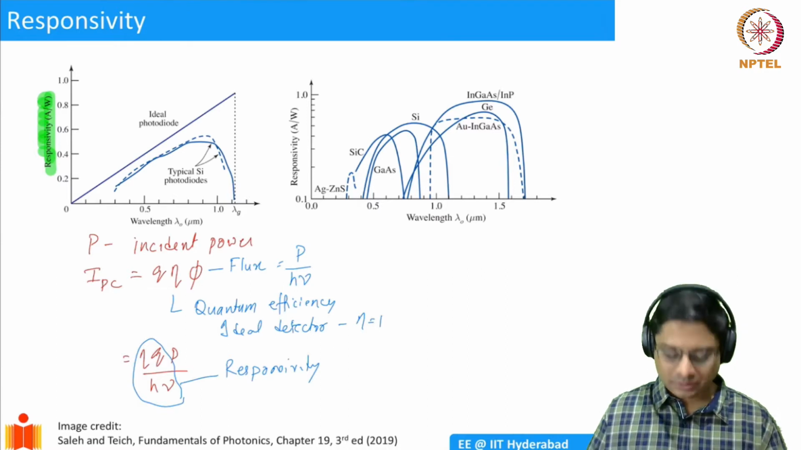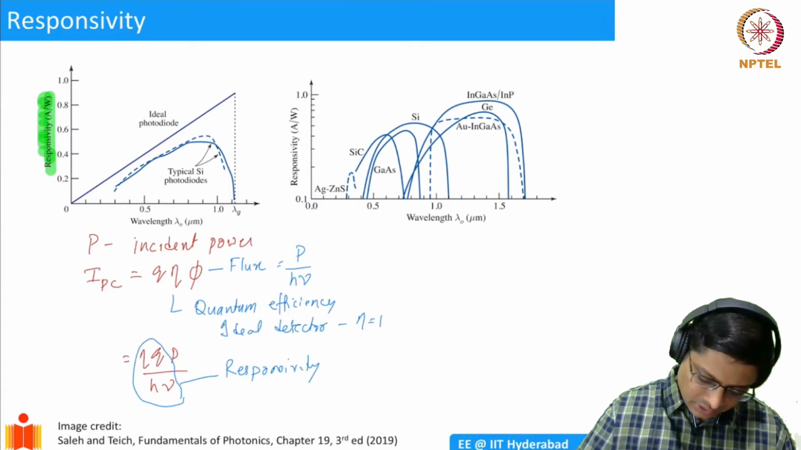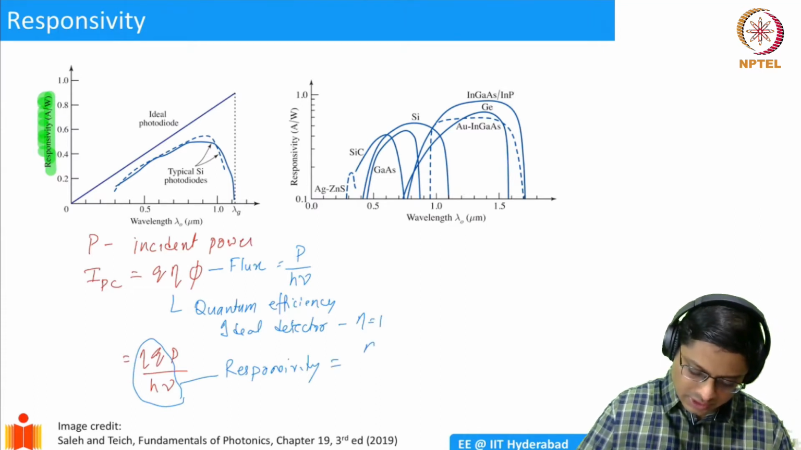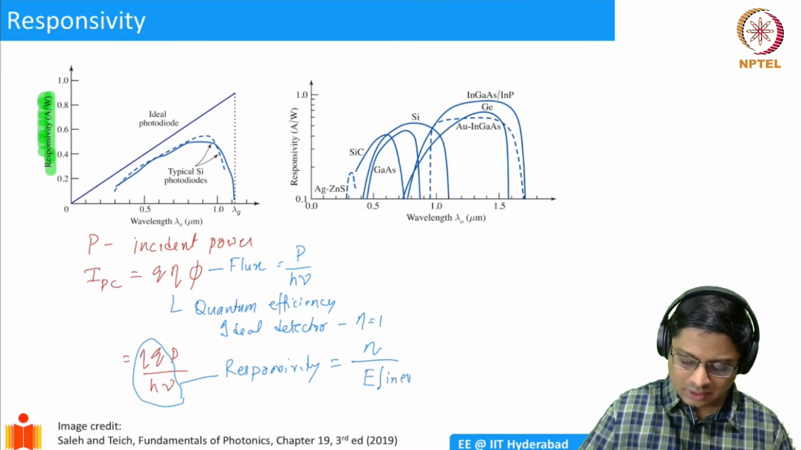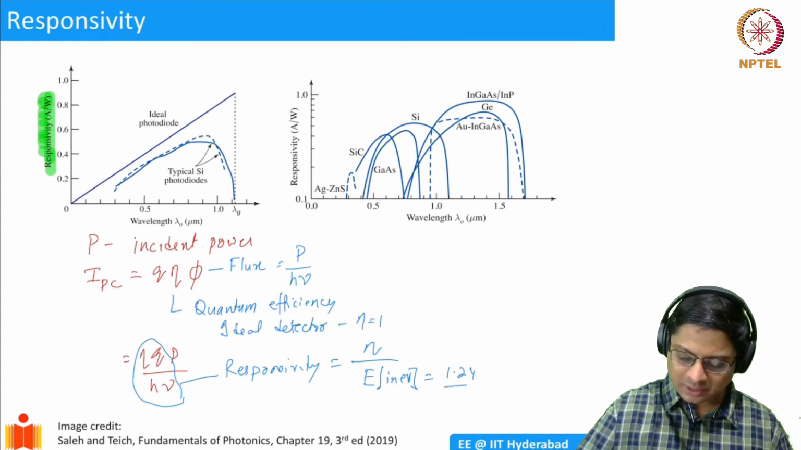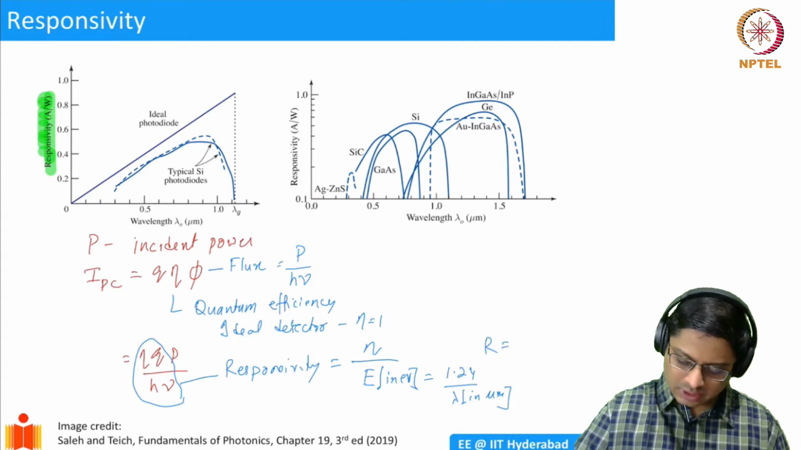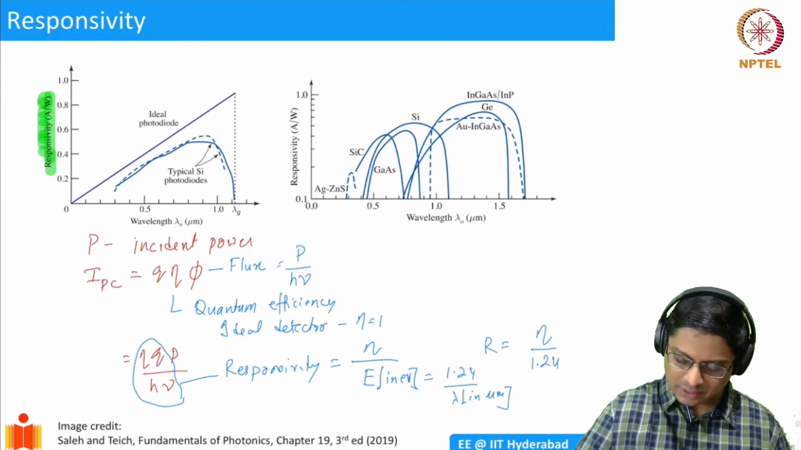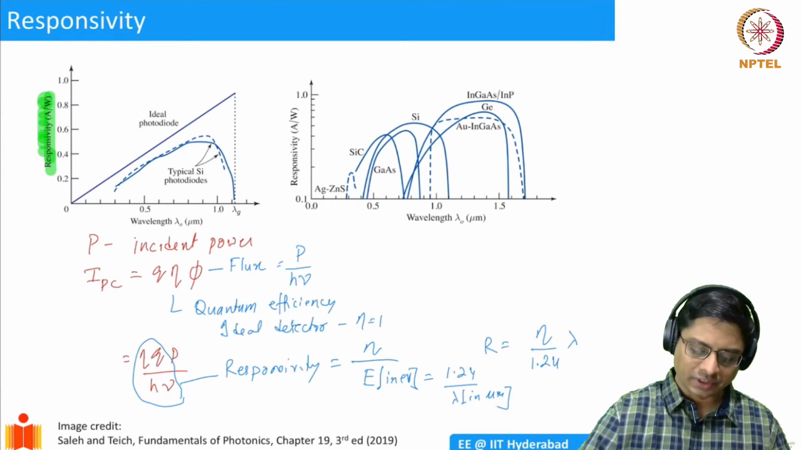Well, h nu is the energy of the photon, and h nu divided by q is basically the energy of the photon in eV units. So our responsivity is going to be simply eta divided by the energy in eV. And we know that the energy in eV is equal to 1.24 divided by lambda in micrometers. So responsivity R is going to be equal to eta times lambda in micrometers divided by 1.24. This is the responsivity for an ideal photodetector.